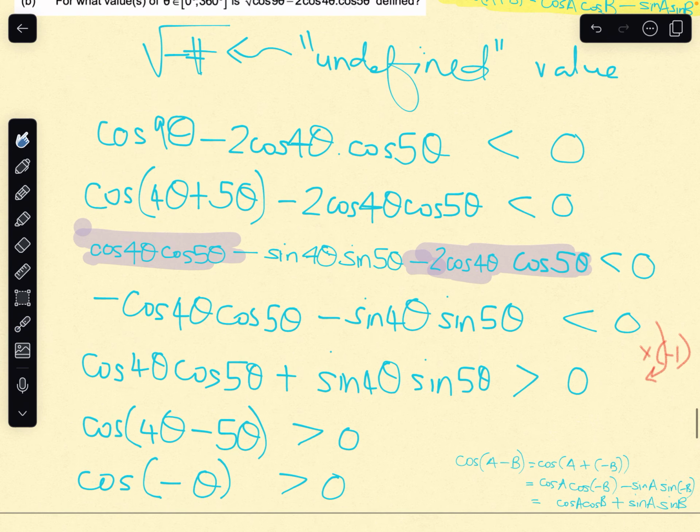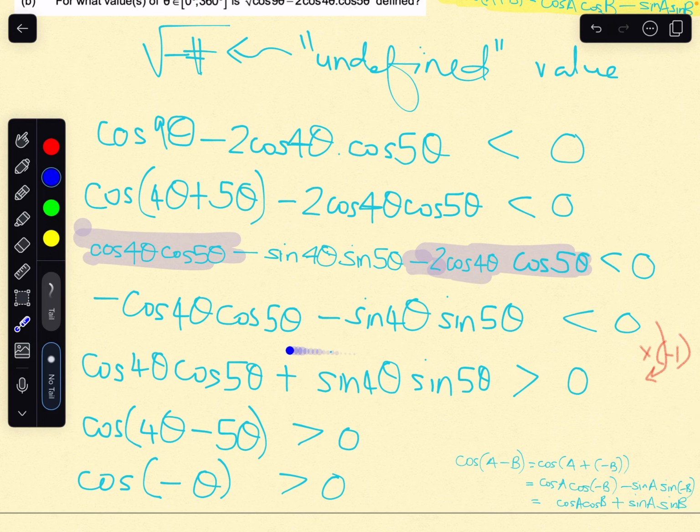Let's see. So we want this expression to be smaller than 0, which means we want this expression to be positive. That makes sense to me. So we want cos of 4 theta minus 5 theta to be positive, but that's where we disagree, and I kind of see what they're saying, so I'm feeling like I am lying.